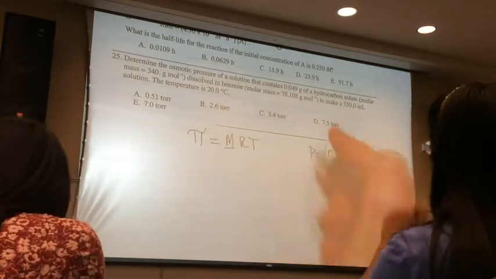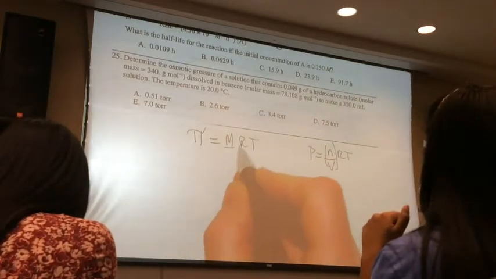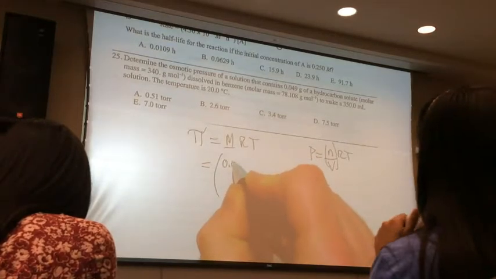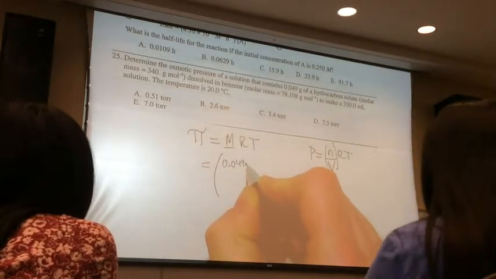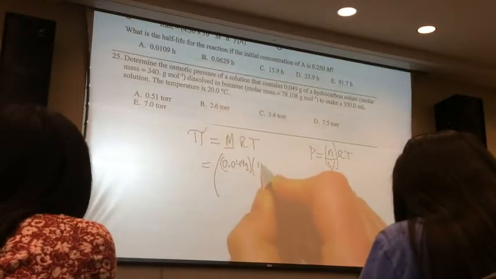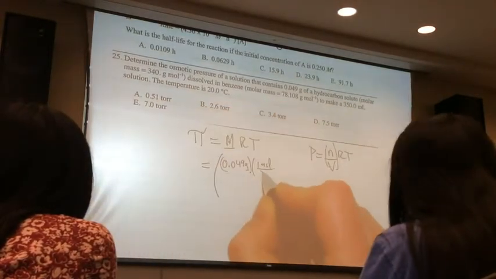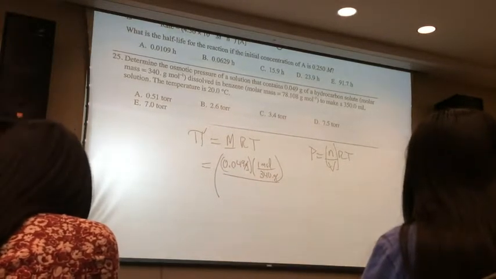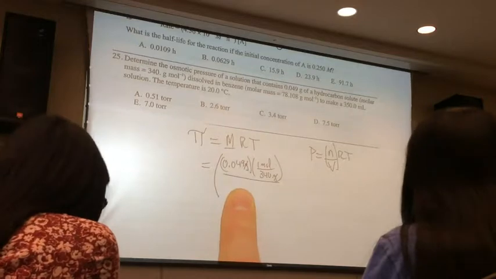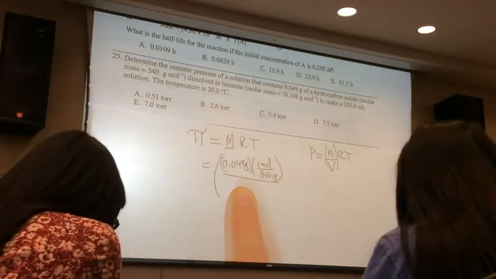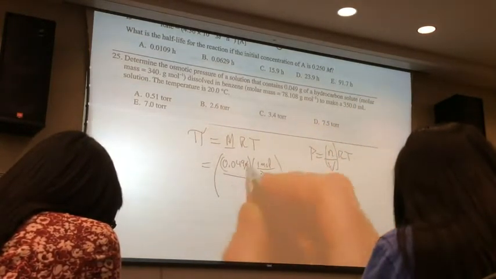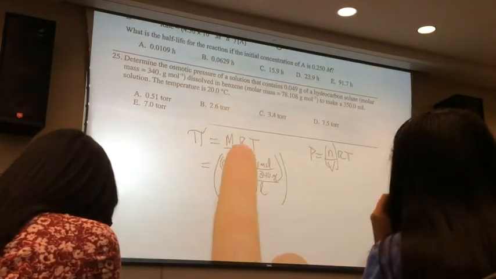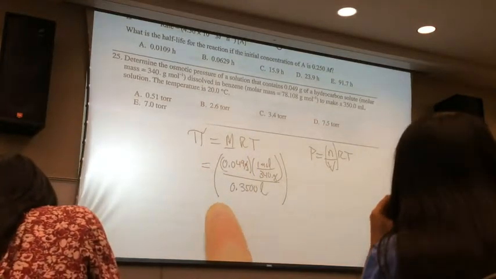So we have 0.049 grams of your hydrocarbon. The molarity is going to be 0.049 grams, and we know that 1 mole of this is 340 grams. So there's the moles. Moles of solute divided by liters of solution. We're making 350 mL of solution, so this is 0.3500 liters. That's the molarity of this solution.